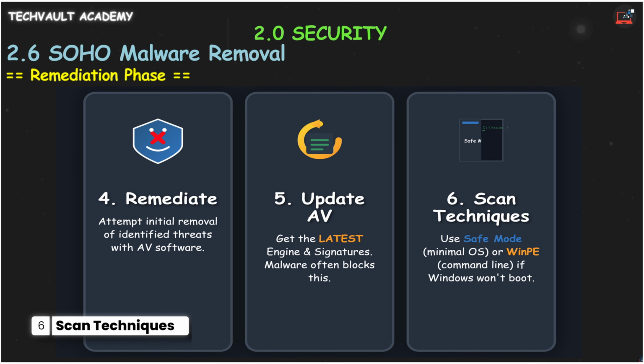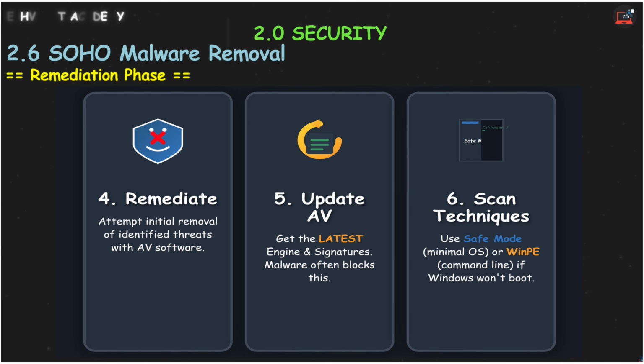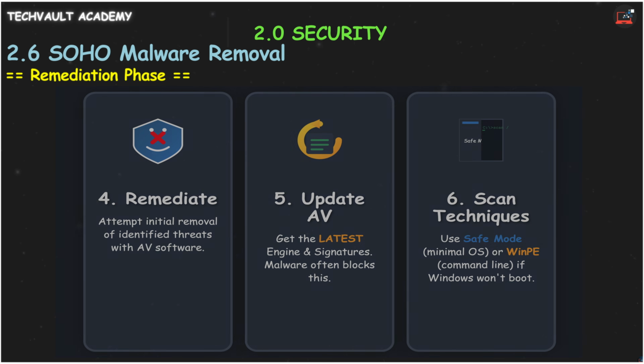Step 6. Use advanced scan techniques. What if the malware is blocking your updates or even preventing Windows from starting normally? Time to bring out the heavy tools. First, try booting into safe mode. This loads a minimal version of Windows, which can prevent the malware from running, giving you a chance to scan and remove it. If even safe mode fails, you'll need the Windows pre-installation environment, or WinPE. This is a command line environment that lets you access the file system from outside the corrupted OS to repair boot records or manually remove files.